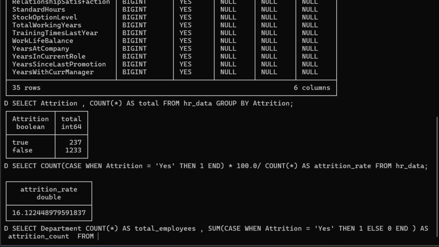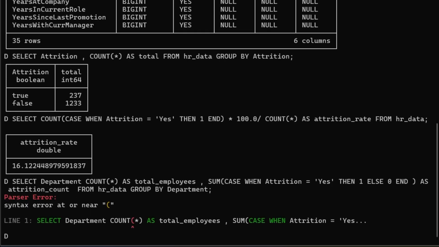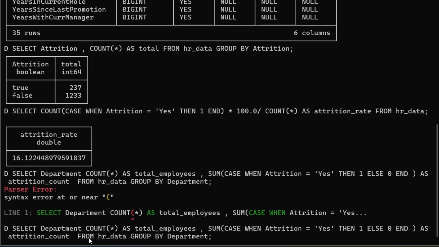And where are we taking it from? We are taking it from HR data, and we also group by department. So if there is a total and we have more than one column, we definitely use group by, because we need to group it by department.